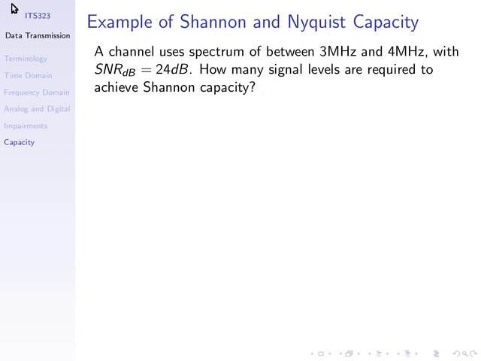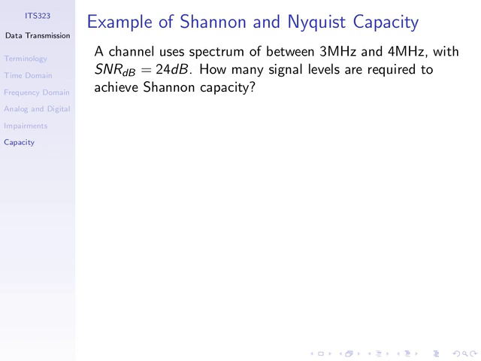That's a good task for you to do as homework. Use this information to determine the Shannon capacity. And for that, you need to know something about decibels. There's one handout that you have that explains decibels. You may have covered it in a previous course. If not, you're going to read that handout.